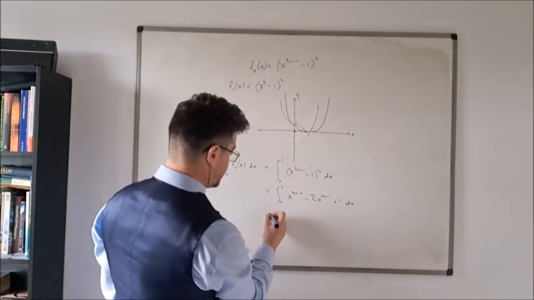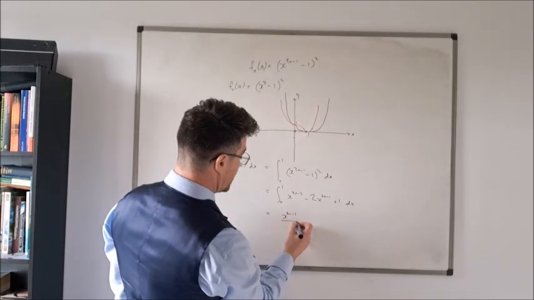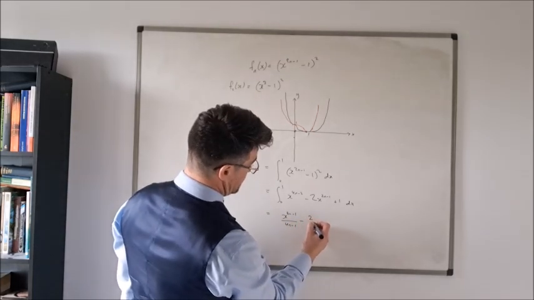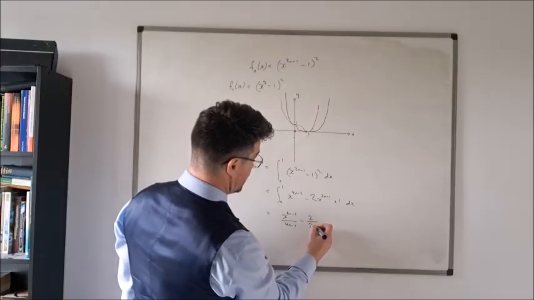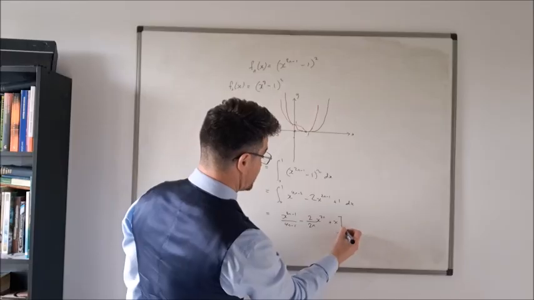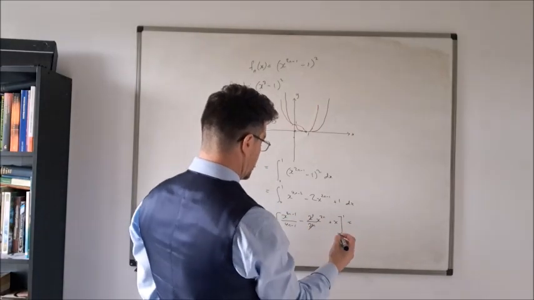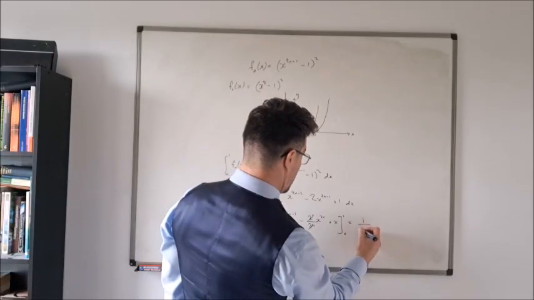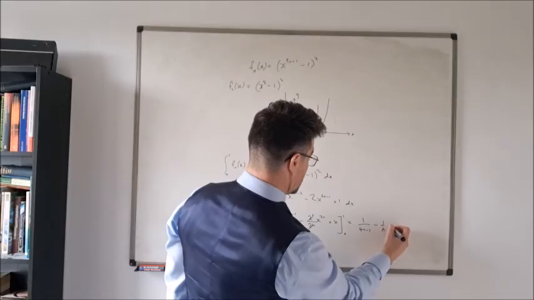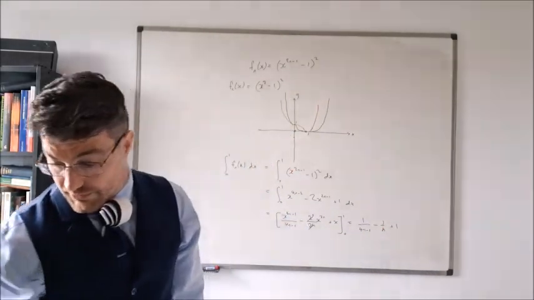Which is x to the 4n minus 1 over 4n minus 1, minus 2 over 2n x to the power of 2n, plus x, between 0 and 1. So what does that give? Well, cancel. So we get 1 over 4n minus 1, minus 1 over n, plus 1, minus 0. And then tidy this up, what do you get?